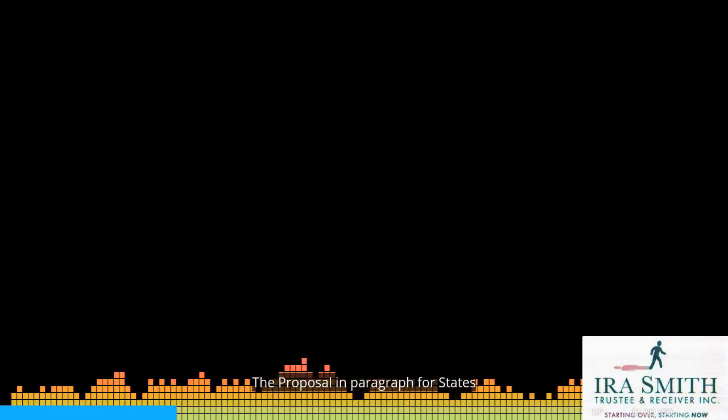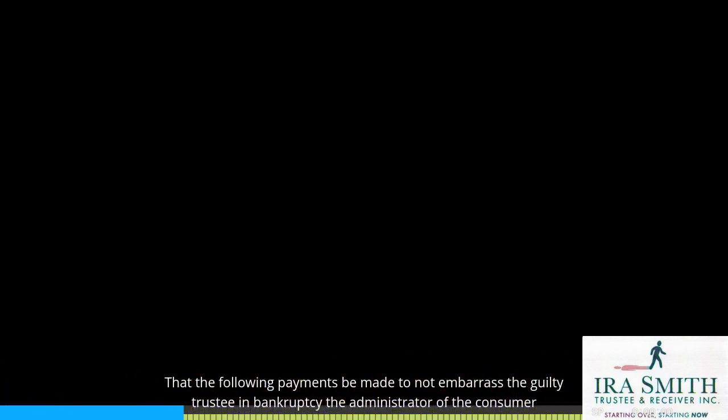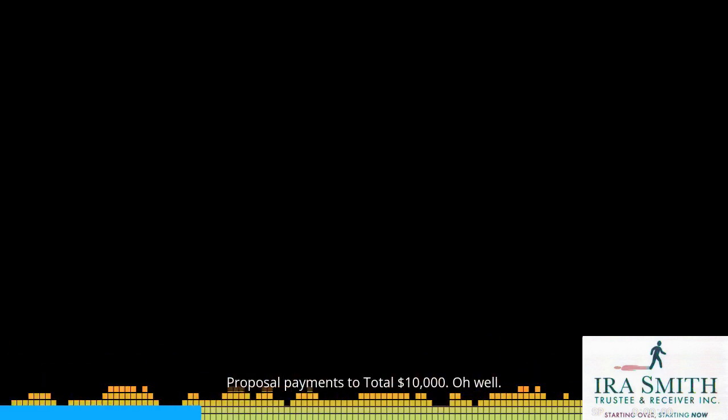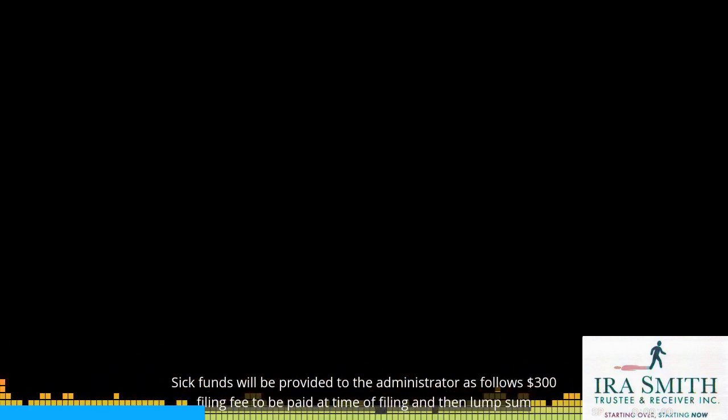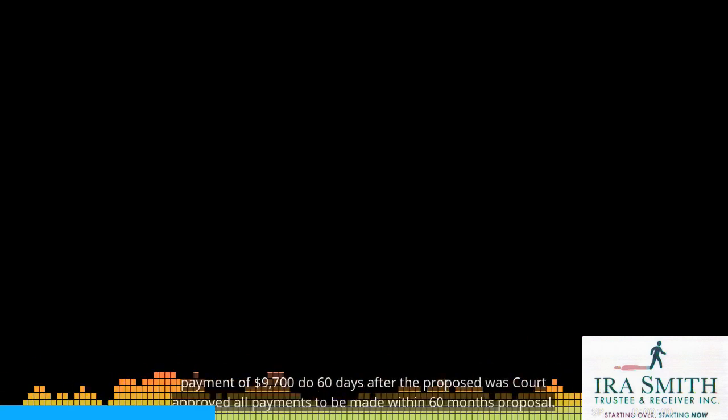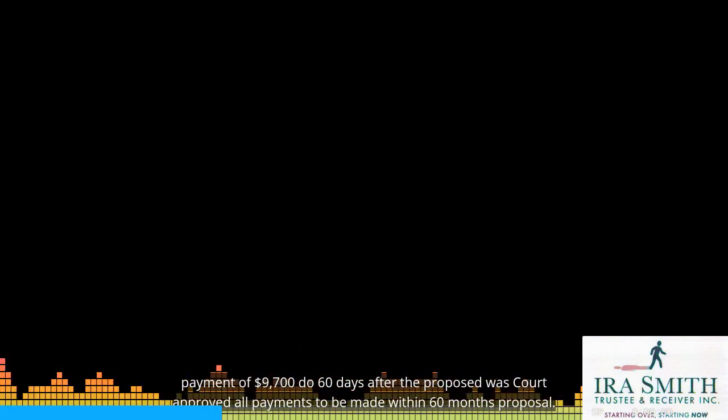The proposal in paragraph 4 states: 4. That the following payments be made to, name omitted to not embarrass the guilty, trustee in bankruptcy, the administrator of the consumer proposal, for the benefit of the unsecured creditors. Proposal payments to total $10,000. The funds will be provided to the administrator as follows: $300 filing fee to be paid at time of filing and then lump sum payment of $9,700 due 60 days after the proposal is court approved, all payments to be made within the 60 months proposal period.